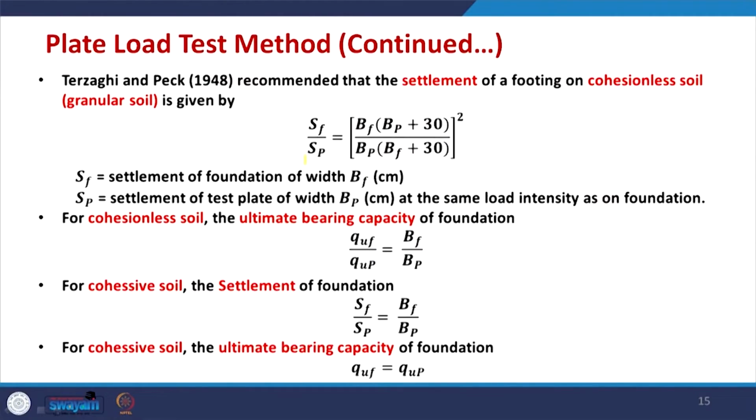The load settlement curve can also be used for finding the ultimate bearing capacity if you do not have the equation which uses the bearing capacity factors.